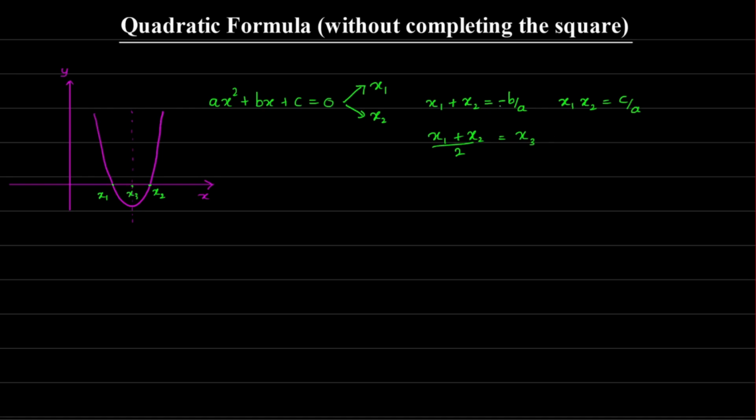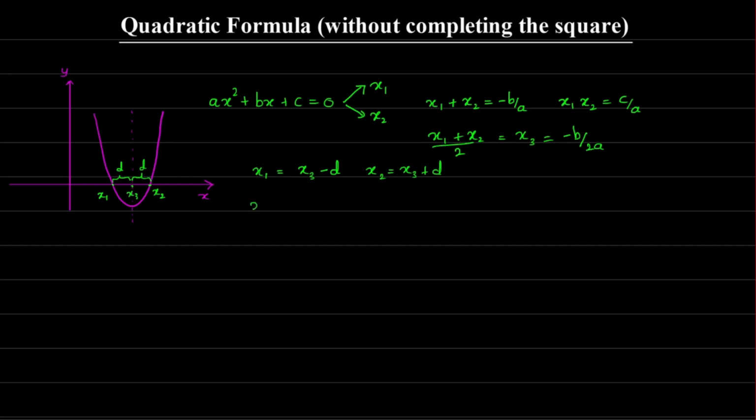Therefore, x1 plus x2 divided by 2, which is the average of x1 and x2, is equal to x3. And we know x1 plus x2 is equal to minus b over a. By substituting that, we get minus b over 2a. Next, we also know that these points are an equal distance away, so this distance and this distance are the same. Let us call that distance d. Therefore, x1 is equal to x3 minus d, and x2 is equal to x3 plus d.